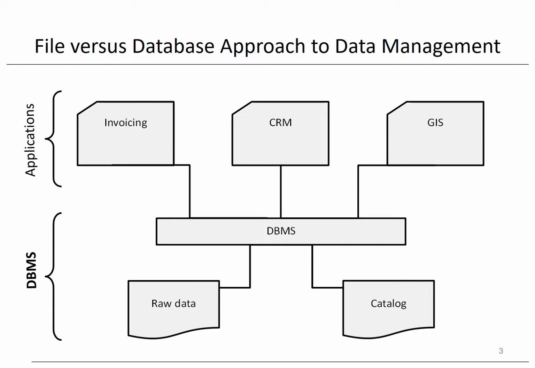The DBMS stores and manages two types of data: raw data and metadata. Metadata refers to the data definitions that are now stored in the catalog of the DBMS. This is a key difference with the file approach discussed earlier. The metadata is no longer included in the applications, but is now properly managed by the DBMS itself.